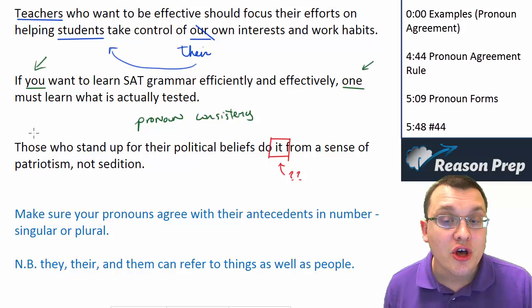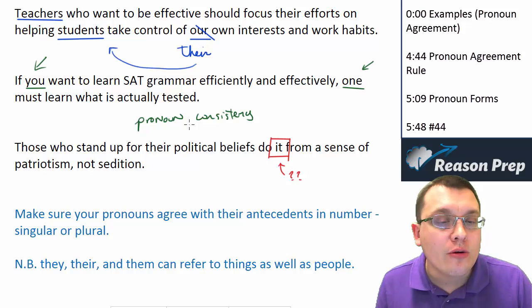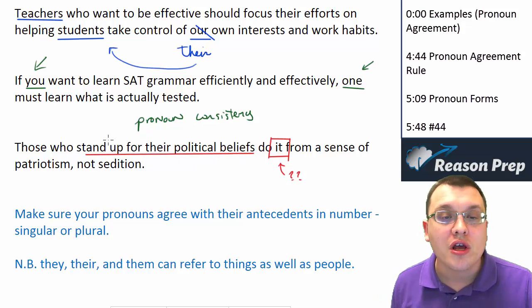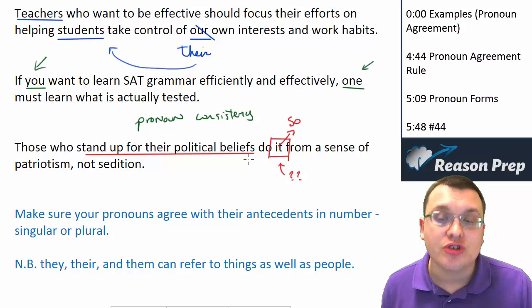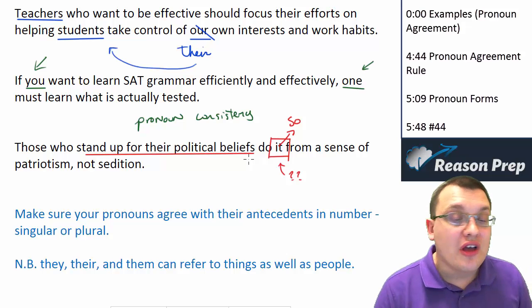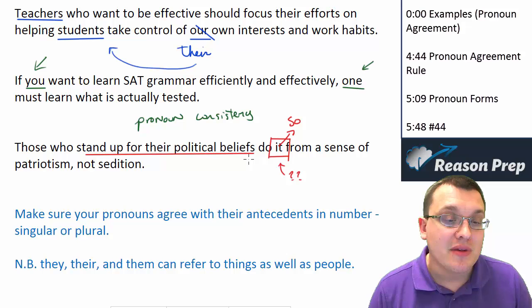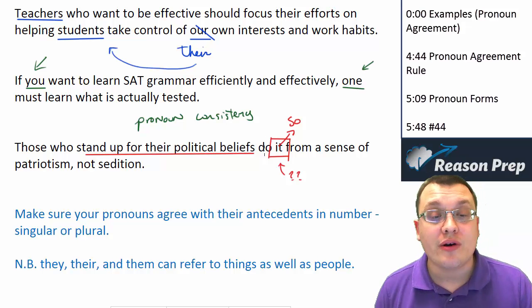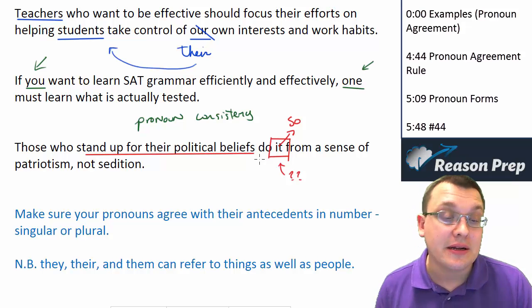The first part says, those who stand up for their political beliefs do it. Well, what are they doing? They're standing up for their political beliefs. Really, "it" is standing in for a verb phrase, for an action. So what you would actually change this to here is "so." Those who stand up for their political beliefs do so from a sense of patriotism, not sedition. So we'll come back to this issue with what's called ambiguous pronouns in the next video, but just note that every pronoun has got to have a very clear antecedent.